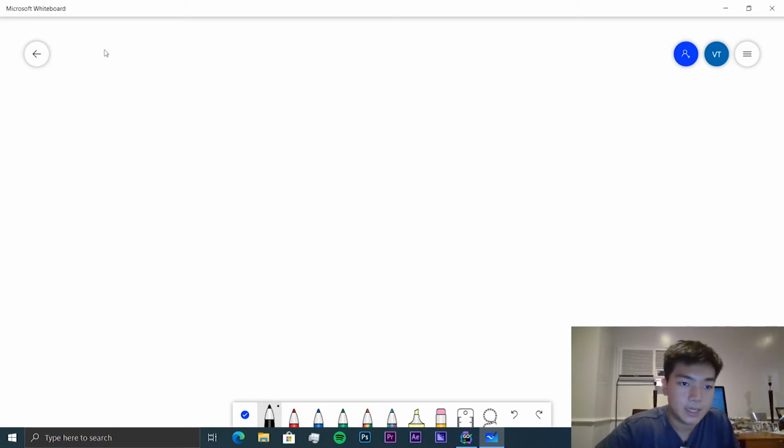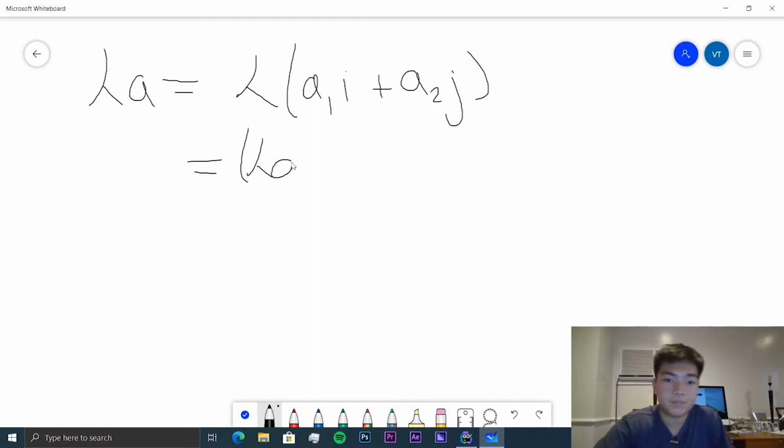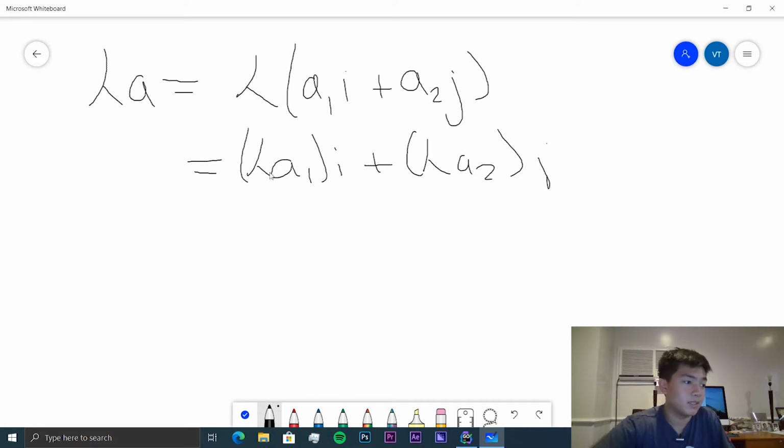Next we have multiplication of a vector by a scalar. If we are multiplying a vector by a scalar lambda, this is equal to lambda of a1 times i plus a2 times j, which is of course equal to lambda a1 i plus lambda a2 j. So we can distribute the scalar among the components.